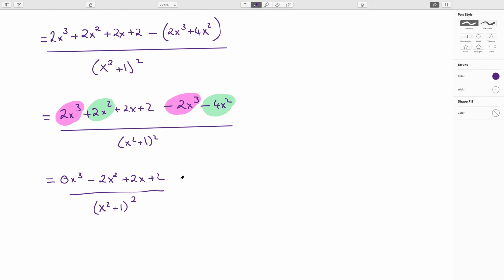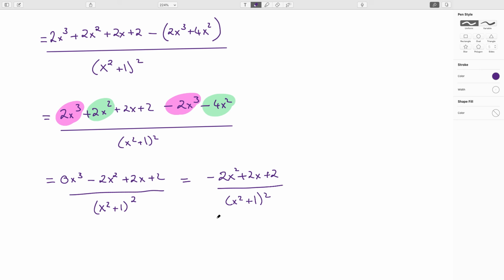And our final answer then would be to just write that out, minus 2x squared plus 2x plus 2 all over x squared plus 1 squared. And it's okay to leave it like that. You will be allowed to leave it like that. More often than not, you'll get your full marks. So the only time where you would be asked to not write it like that, they might say write it in the form of ax squared plus bx plus c or something like that.